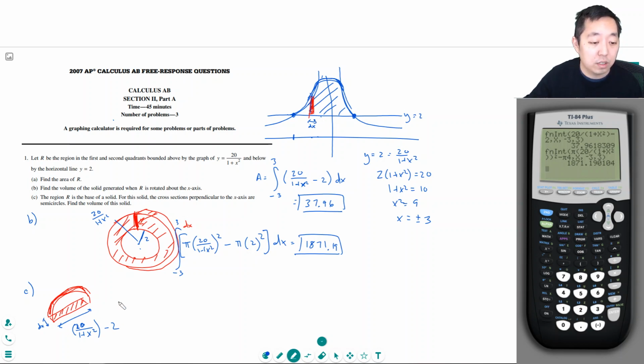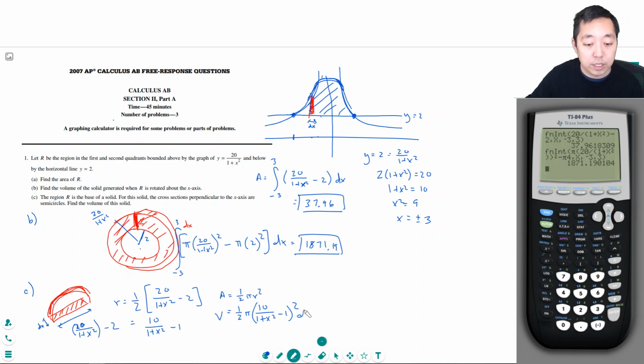So the radius r is equal to 1/2 of this, 1/2 of 20 over 1 plus x squared minus 2. Multiplying that out, I just get 10 over 1 plus x squared minus 1, distributing the 1/2. So that's what the radius is. And the area would be 1/2 pi r squared, because pi r squared is the area of a whole circle, so the area of half a circle would be half of that. So it'd be 1/2 pi times 10 over 1 plus x squared minus 1, squared. That's the area. To get the volume, I just take that area and multiply it by dx.